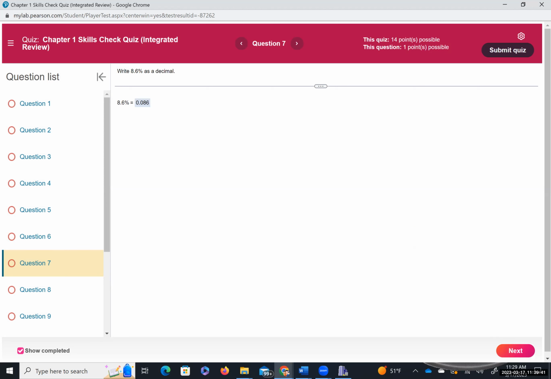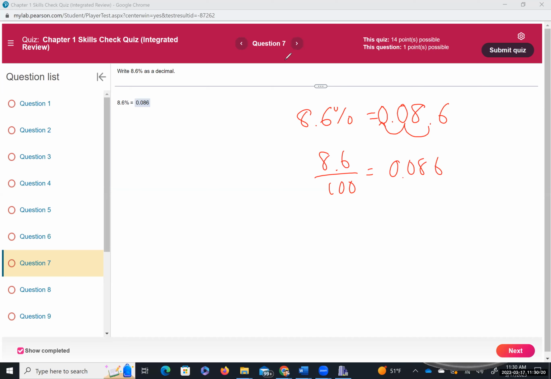Okay, so we keep doing the same, right? If you want to go by my way, you can go like 6 here, right? You move 1, you move 2. So it was here. So I move 1 more, so I have 0.086. Okay. And again, you can also do it by calculator, 8.6 divided by 100. It's going to be the same. Okay. So let's move.